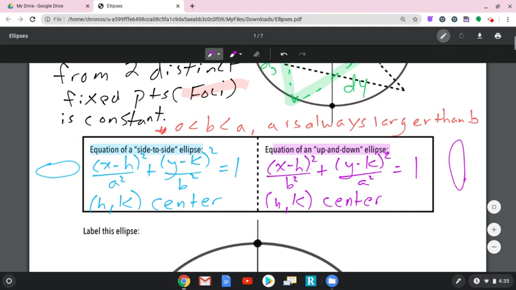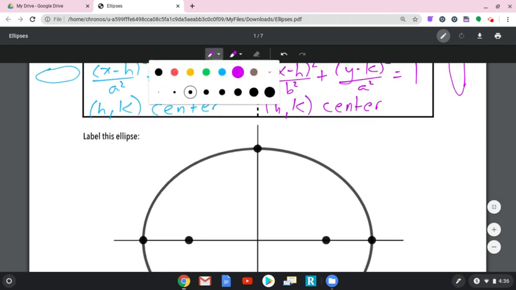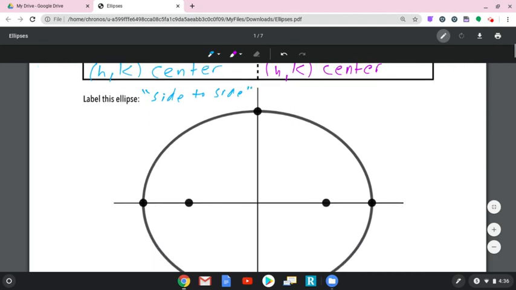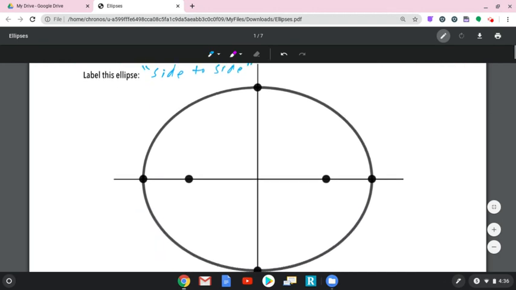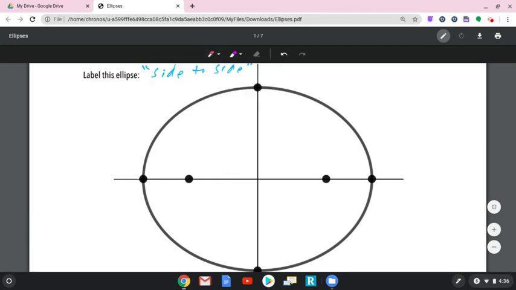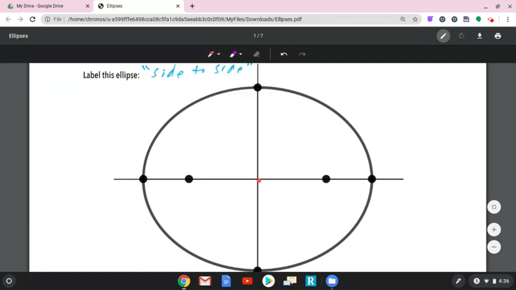Now, we're going to label this ellipse. This is an example down here of a side to side. We're going to label some parts. So this is our ellipse, side to side. Right here, I can identify my center. So right there, I have H, K, and that will be my center.